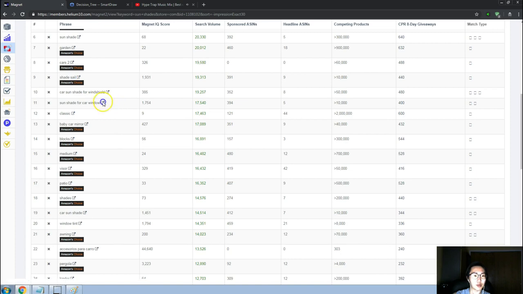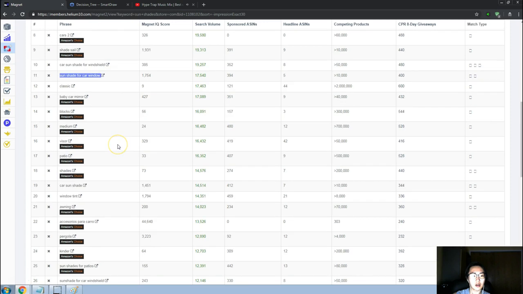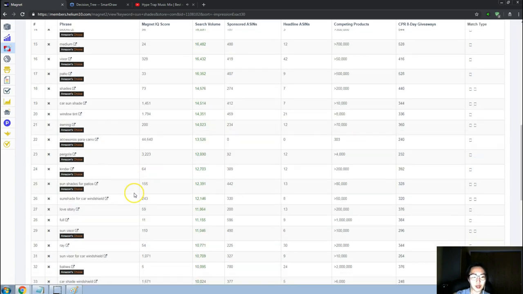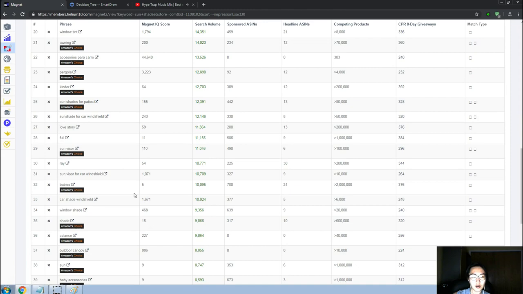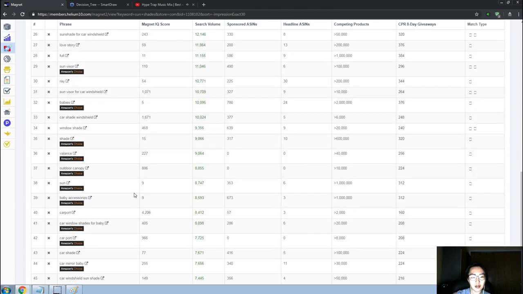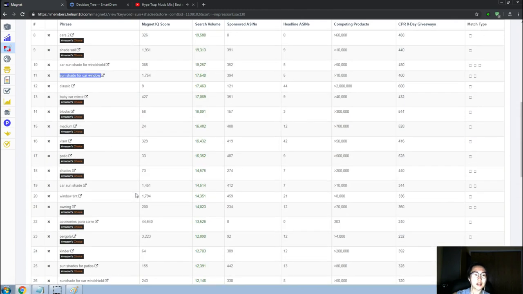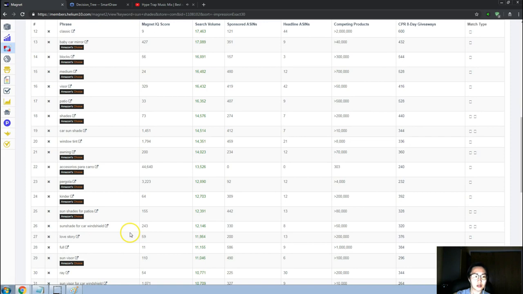Sunshade for car windows. Boom, there's a lot of different ways that people are typing in sunshades for windows. But then you saw a ton of people with multiple thousands of views. So just like me and everyone else, people love to make sure that their cars are okay. And so I'm more of a fan of something like the car accessories niche over the baby accessories niche. Yeah.